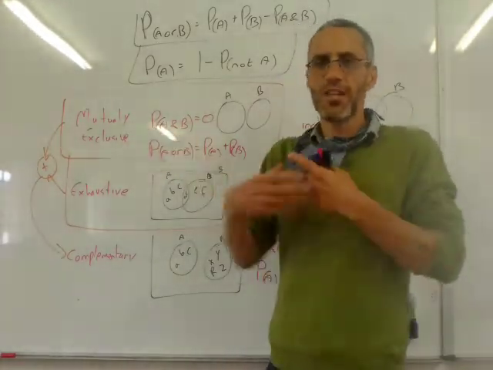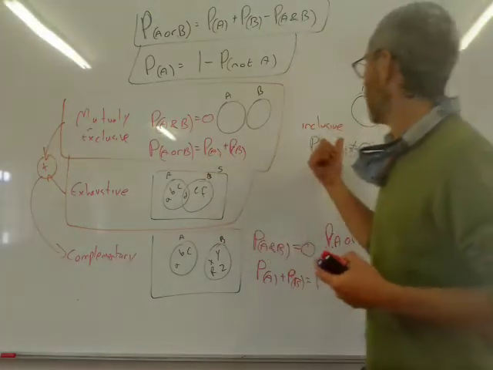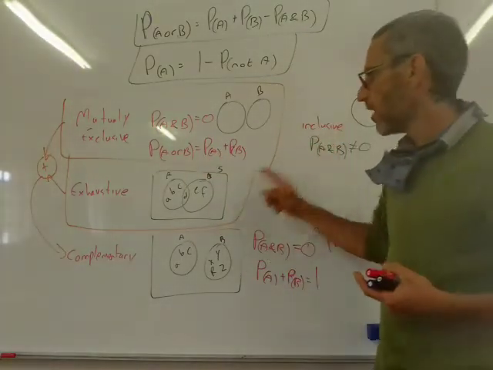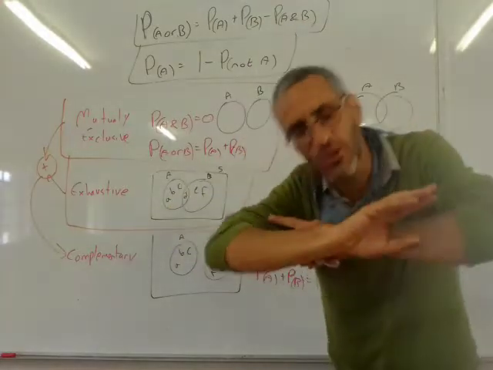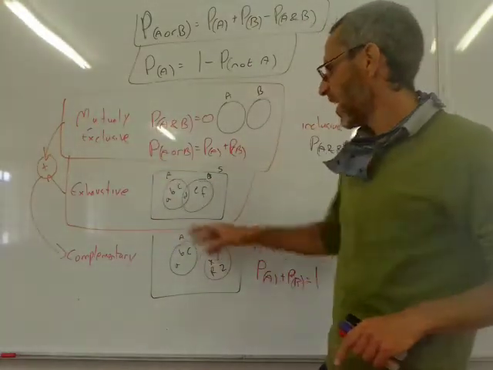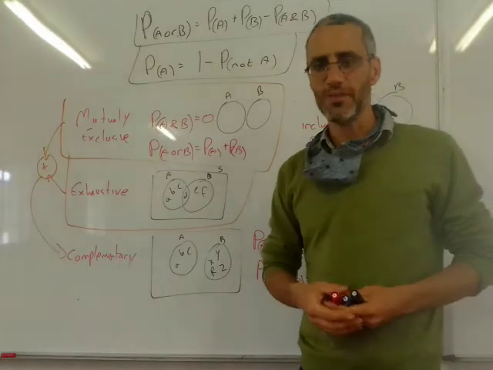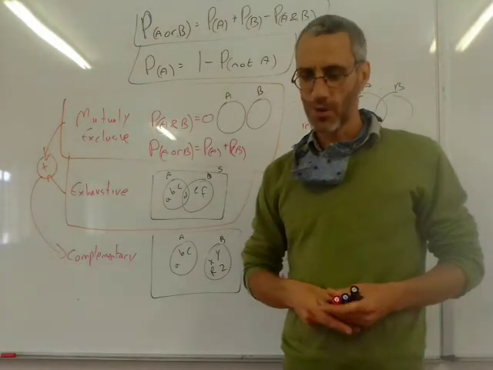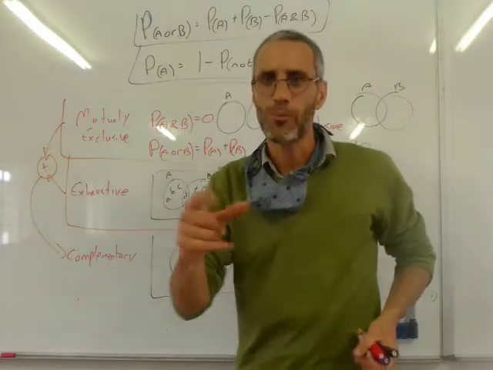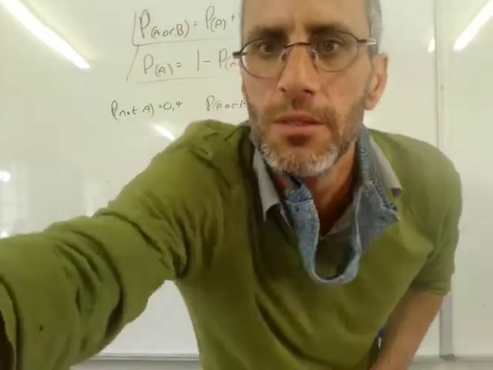Mutually exclusive, just think they're exclusive. They don't want to mix. Inclusive, they do mix. Exhaustive, they exhaust all the possibility. And complementary, just remember that they add up to each other. Okay? Alright? That's it. I'll pause here. We'll do the example a bit later.